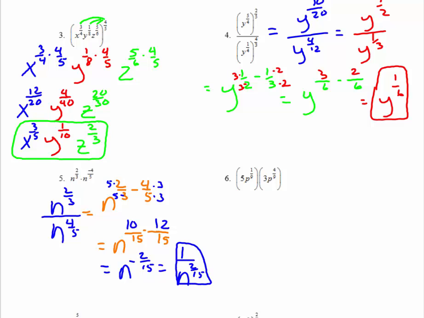Number 6. Parentheses, 5p to the 1/9 times 3p to the 1/9. Well, we're just multiplying. So multiply 5 times 3, we get 15. But when we multiply, we add powers. So we have 1/9 plus 4/9. We already have a common denominator, which is nice, so the 15 will stay, and we get p to the 5/9. That cannot be reduced. It is a positive exponent, so we are done.